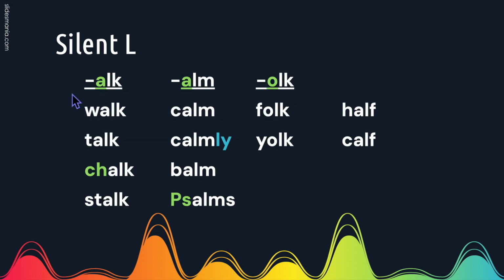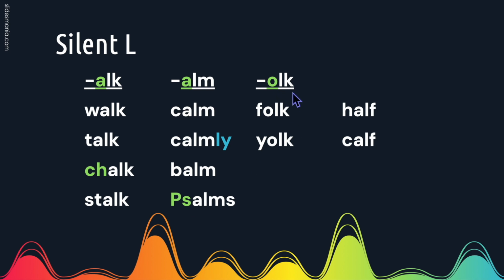Most words with a silent L will follow one of these three patterns. In the first column, I have words ending in ALK. In all of these words, the A will take on its broad sound of ah. So we have walk, talk, chalk, and stalk. In all these words, the A has its broad sound of ah, and the L is silent. In this column, I have words ending in ALM. The A will have its broad sound of ah, and the L will be silent. Here we have calm. We can add a suffix to the root, and it doesn't change the sound of the root. Calmly, balm, and psalms. Notice the P is silent.